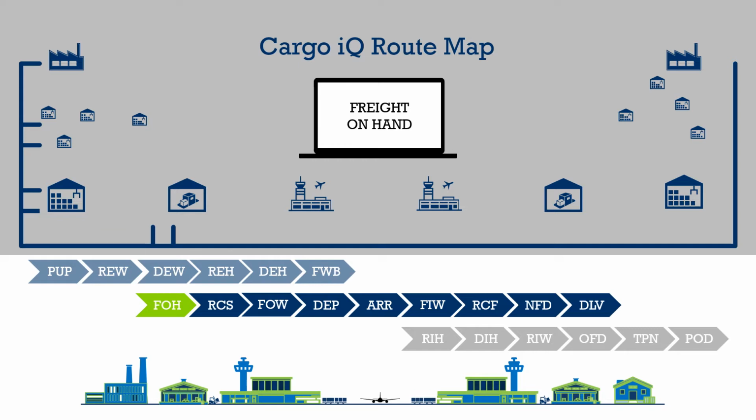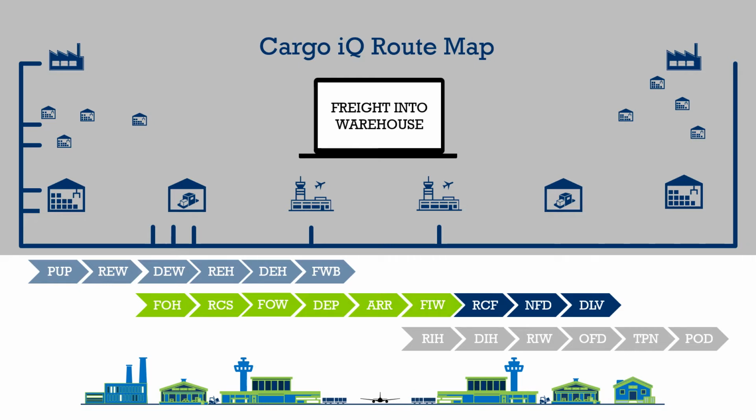This is the moment where the forwarder tenders the shipment to the carrier at origin. Next, the ready for carriage checks are performed and RCS is completed. Next, the freight is tendered from the warehouse operator to the ramp with FOW. The flight departs from the origin airport. It then arrives at the destination airport with ARR.